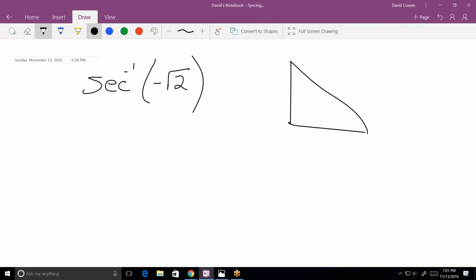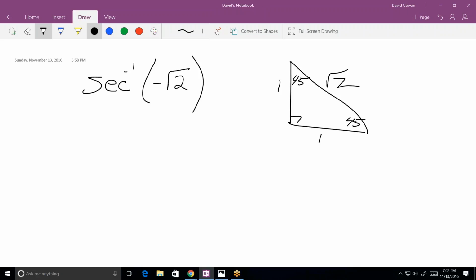First of all, let's figure out what the inverse secant of square root of 2 is. If I look at my two special triangles, the one that applies is the 45-45, because that has the dimensions 1, 1, square root of 2. That tells me that the secant of 45 is the square root of 2, which means the inverse secant of square root of 2 would equal 45.